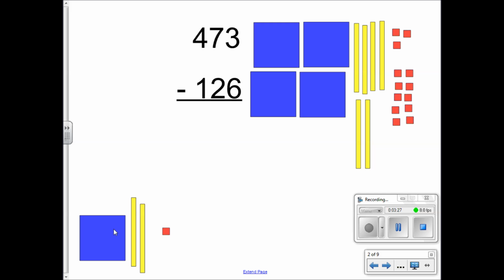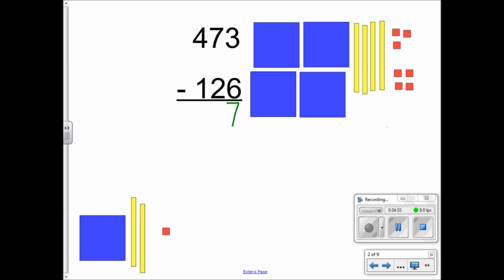Now can I subtract 6 of them? Yes, absolutely, I sure can. 1, 2, 3, 4, 5, 6. I'm going to take them off to the side so I can cut them. So now, how many 1s do I have? 7. I now have 7. Now I'm going to move to the 10s place. I have 7 10s. Can I subtract 2? Yes, I'm going to move them off to the side so that I can cut them.